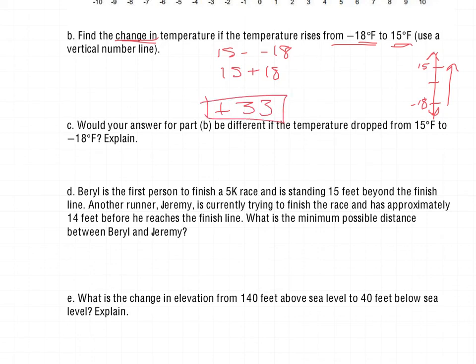Would our answer be different if we were dropping from 15 down to -18? So yes, that's going to make it different. It's not going to change the distance between the two things, but it will change the direction. And since we were talking about change in temperature, direction does matter. Our answer would be -33.